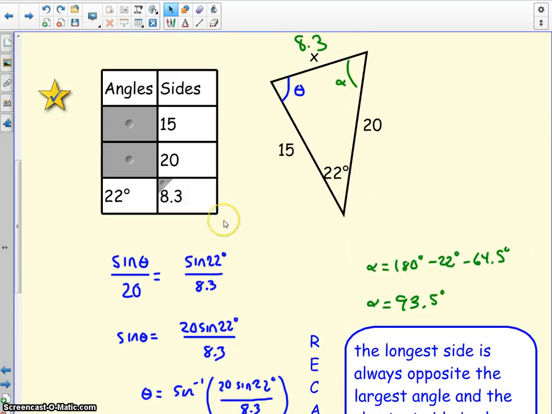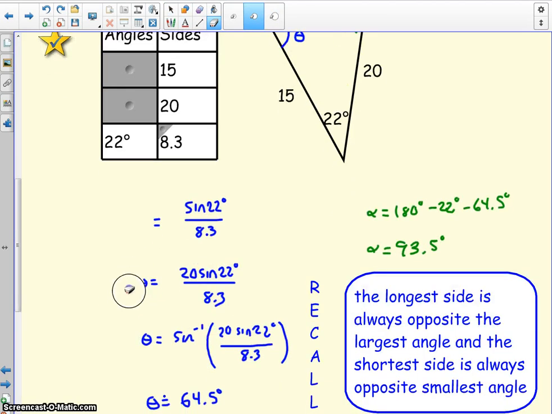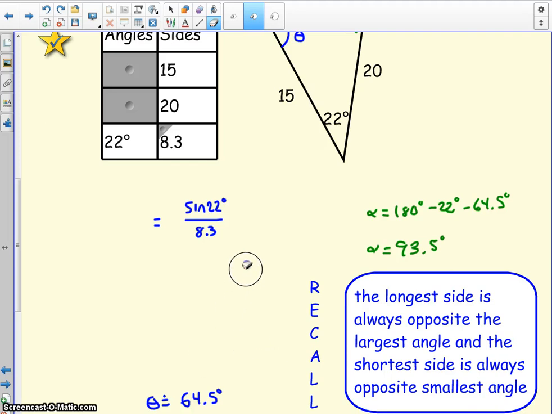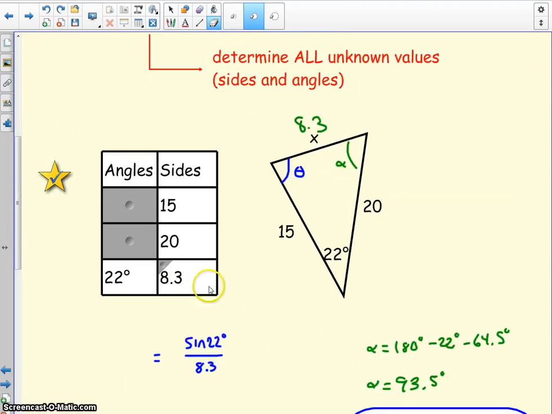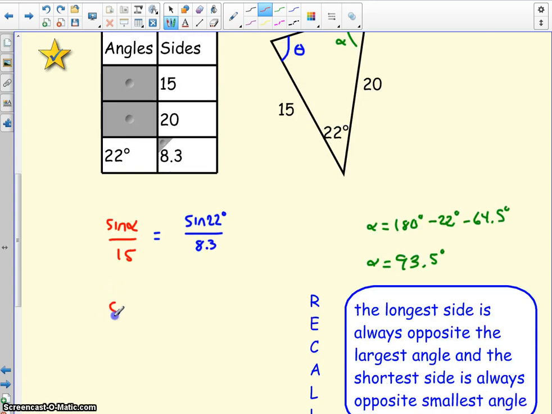So let's try this again. But instead of solving for theta first, because that was the larger angle, let's solve for alpha first. Okay, and let's see what happens. Again, starting from scratch, my sine 22 over 8.3 is still fine, but I'm now going to have sine of alpha over 15. Okay, so I'll solve for this.